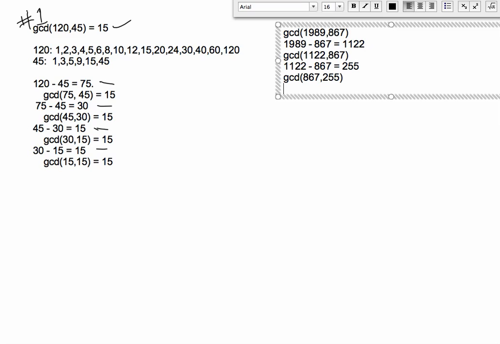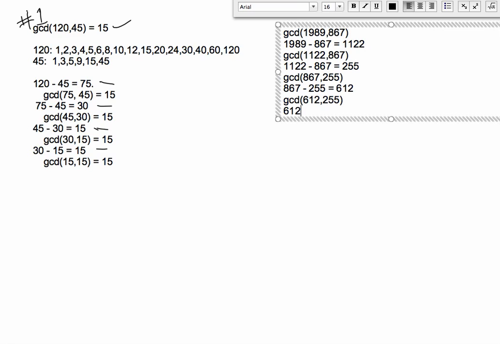Okay, so again, I don't know what that is off the top of my head, so let's just do it again. We got 867 minus 255 is equal to, what is it? It's 612. All right, so now we do the GCD again. 612 is the bigger one, so I put that one first. Still don't know what that one is off the top of my head, so I'm going to subtract them. 612 minus 255 is 357. Okay, GCD of 357 and 255.